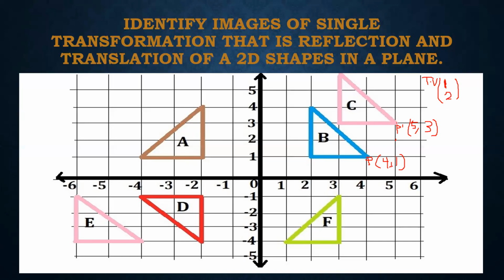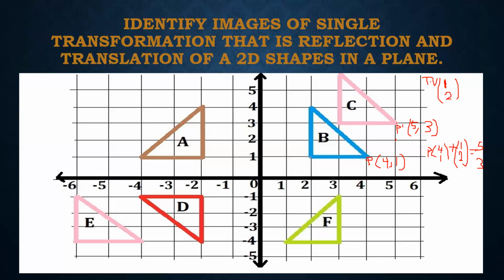So let's see what the points are. When you add the 1 and 2 to point P, you get 5 and 3. Point P is 4 and 1, plus, we said it's moved by 1 and 2. When you add the 1 to the 4, you get 5, and when you add the 2 to the 1, you get 3. So you see clearly that the image P prime is 5 and 3.